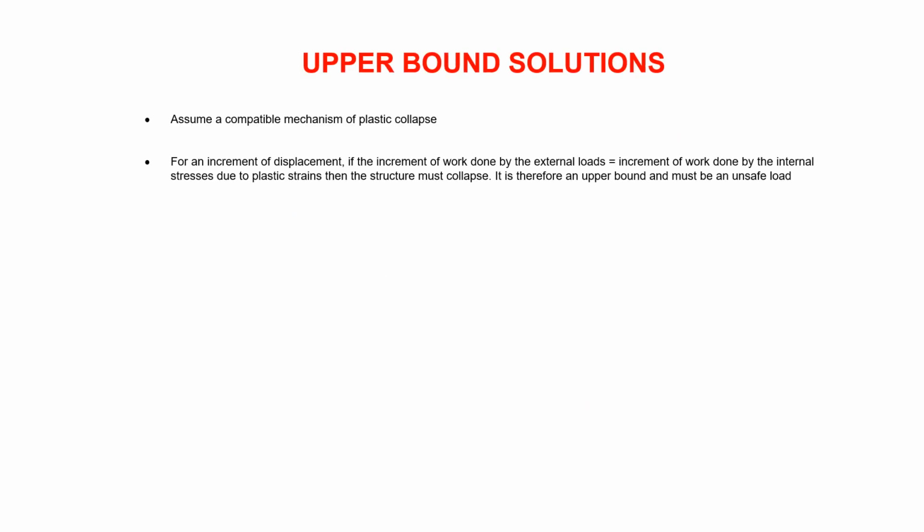So we're going to start with upper bound solutions. First thing you've got to do is assume a compatible mechanism of plastic collapse. This is the formal statement of the problem. For an increment of displacement, if the increment of work done by the external loads equals the increment of work done by the internal stresses due to plastic strains, then the structure must collapse. It is therefore an upper bound and must be an unsafe load.